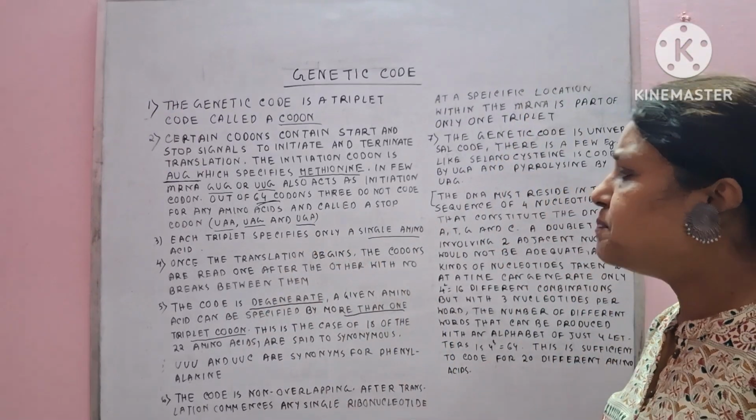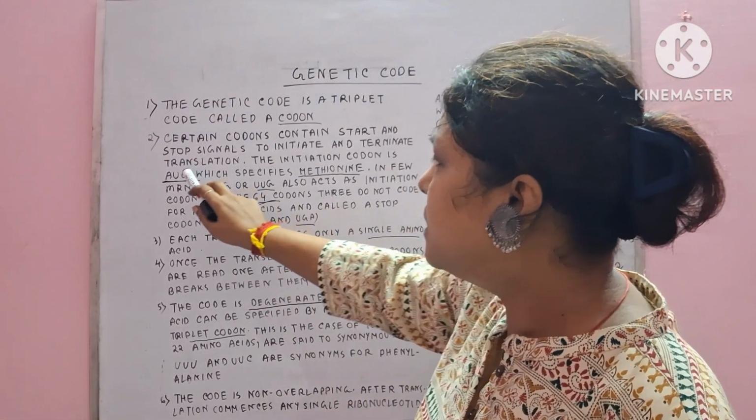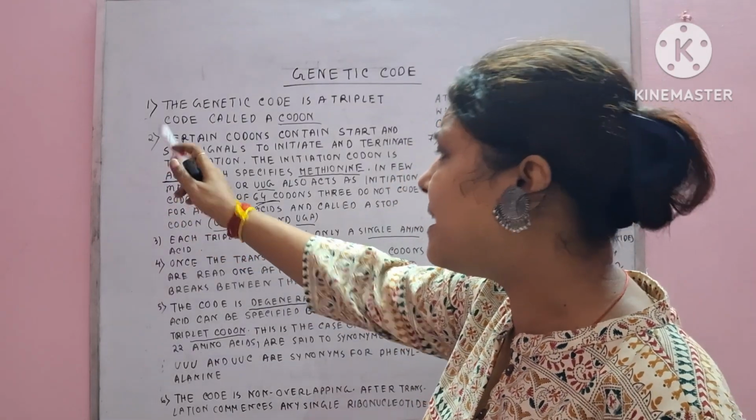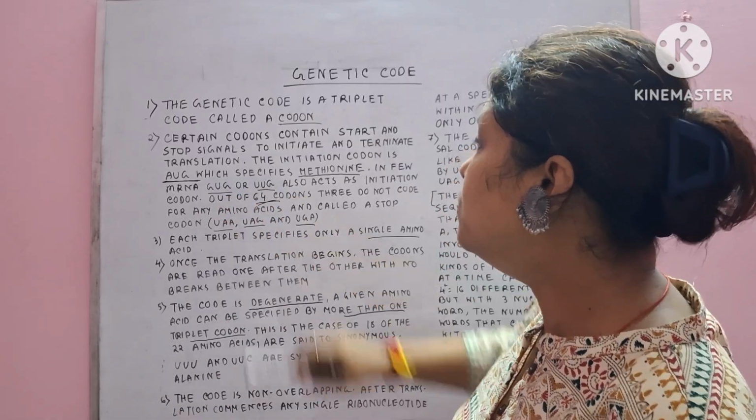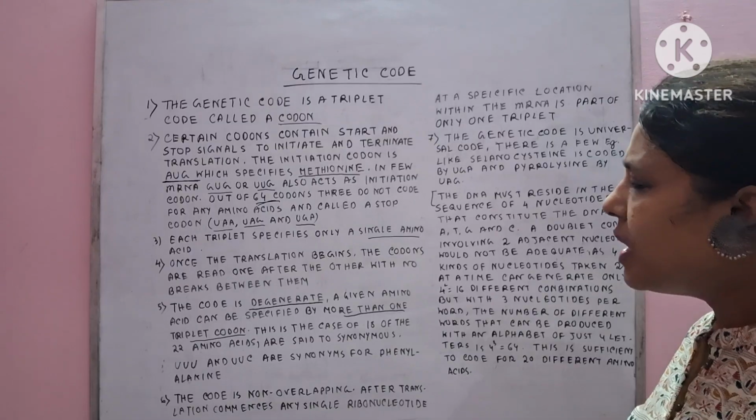Besides AUG as the initiation codon, there are other initiation codons also present, that is GUG and UUG. These also act as initiation codons.